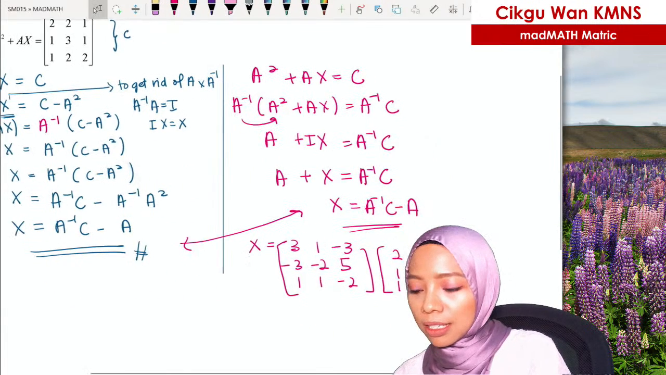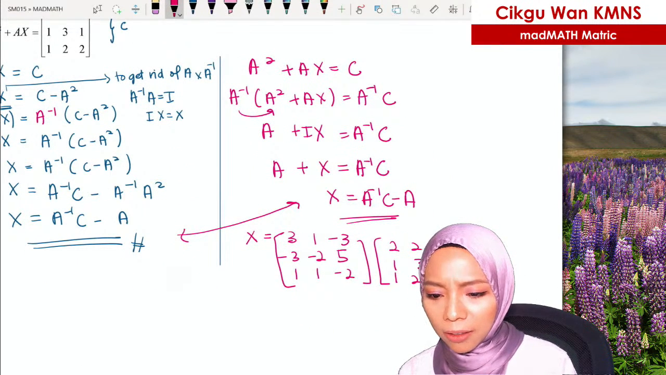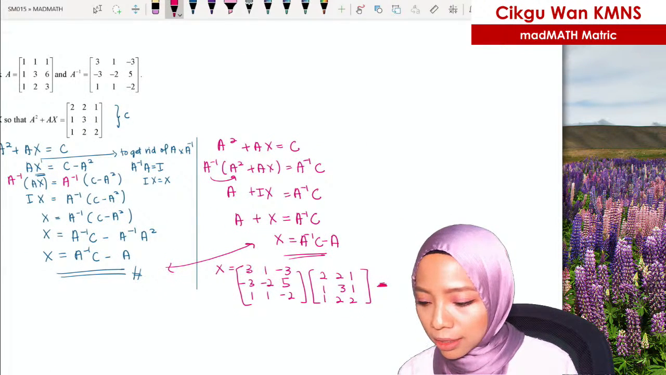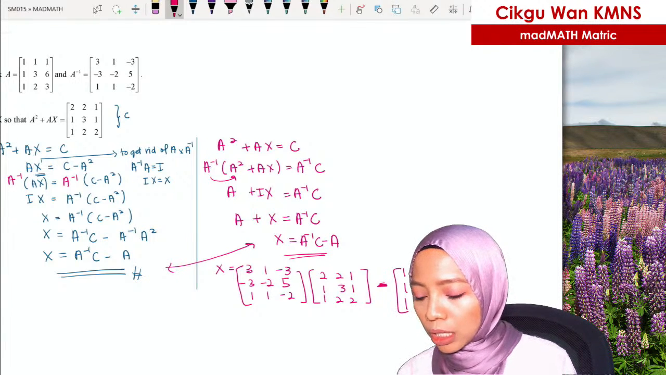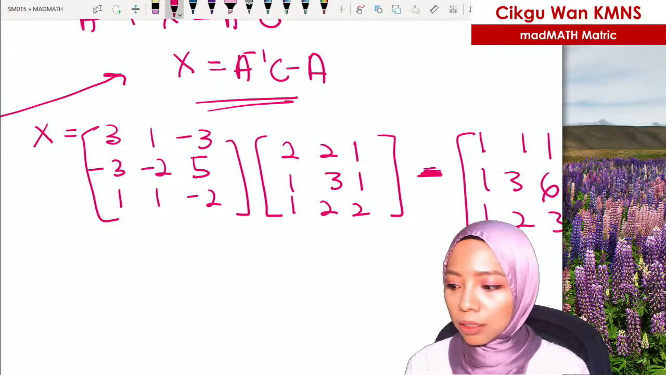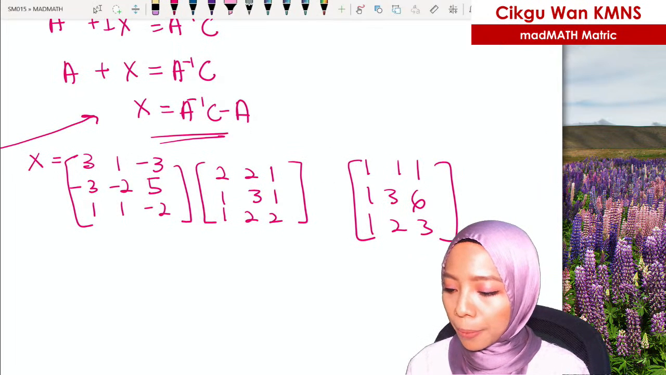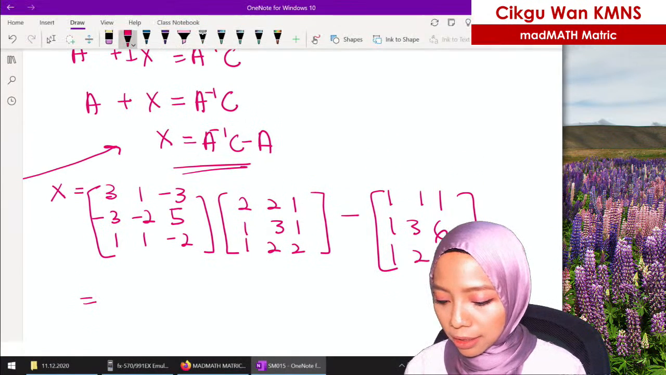Sekejap. Okay, I nak kena salin dulu. Lepas tu tolak balik dengan A. What is our matrix A? Okay, sebentar ya. I nak salin dulu. Nanti kita guna calculator. 1, 1, 1, 1, 3, 6, 1, 2, 3. Okay, kita zoom in. Dan ke sini. Okay, ni tolak. Okay, mari kita minta bantuan calculator kita.